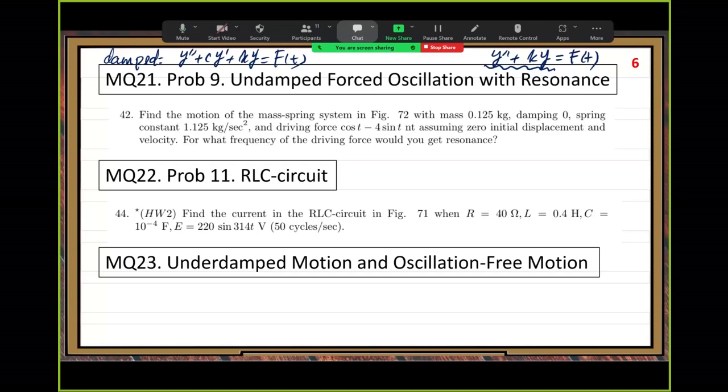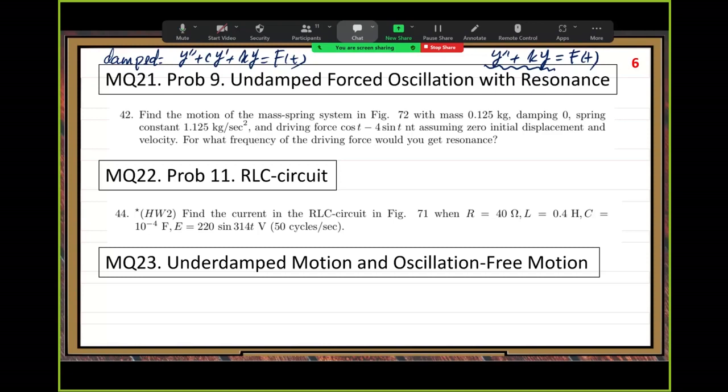Number 23, under-damped. So this one, under-damped. It's damped, but below the critical line, right? Critical damping, there is a line where the discriminant equals 0. For the characteristic equation, we can calculate its discriminant, delta. Discriminant equals 0 is critical damping. Under-damped, the discriminant is negative.